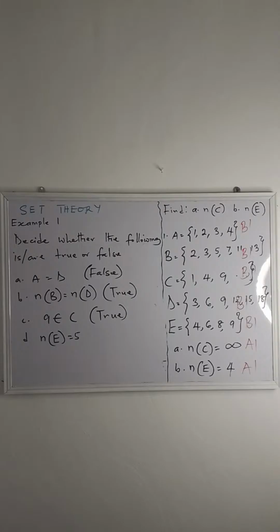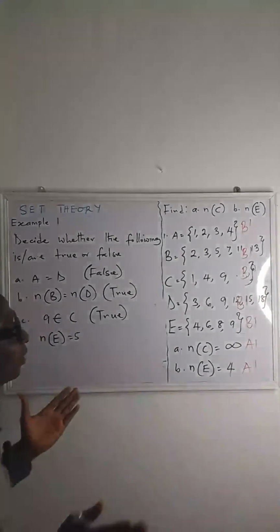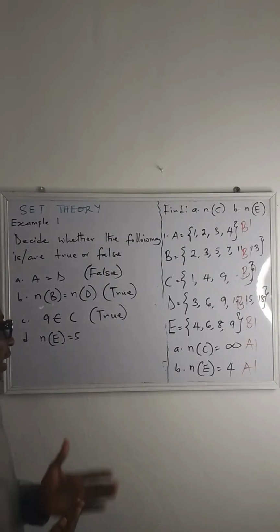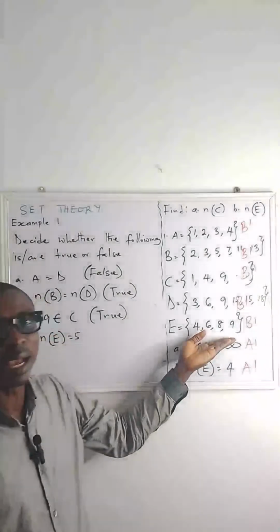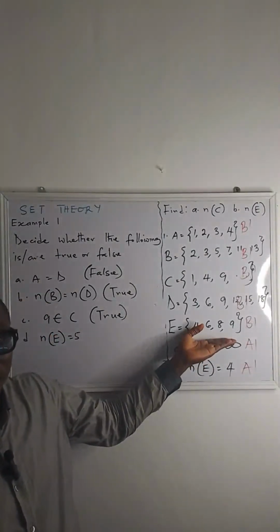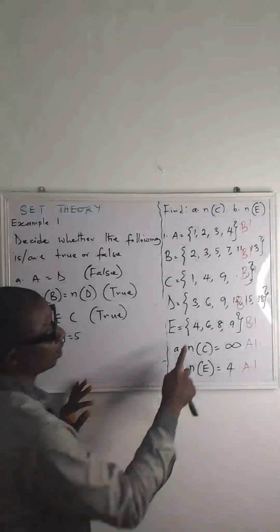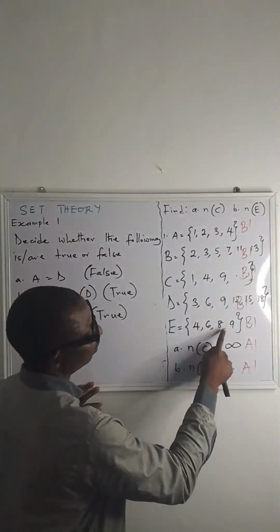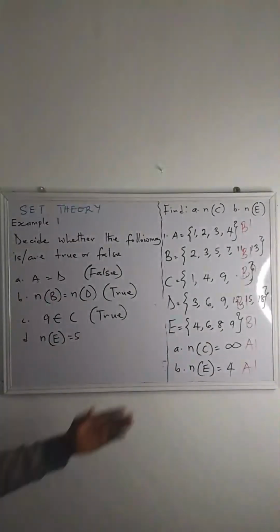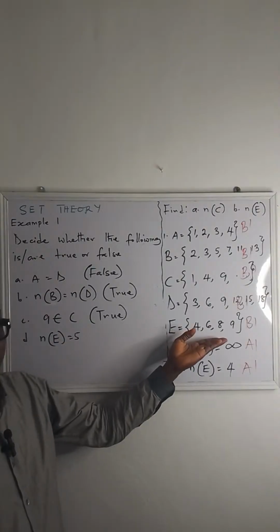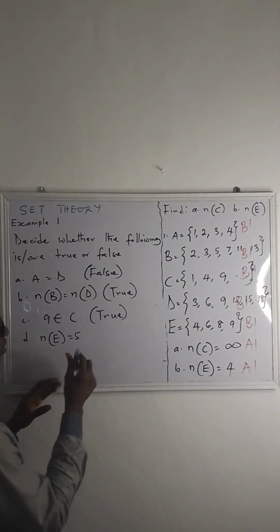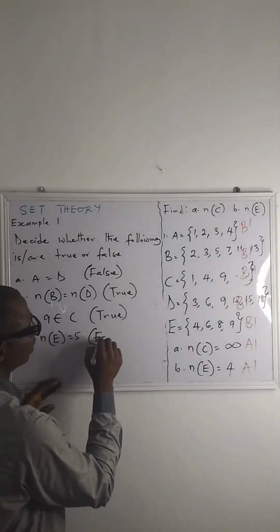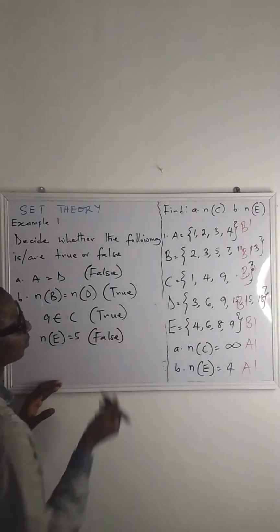All right, so now let's look at it together. It's very simple. Number of elements in set E. Just go straight to set E and count the number of elements inside. Let's do it together. We have 1, 2, 3, 4. So the number of elements in set E is 4, which negates this claim. So the claim is false. So the answer is false.